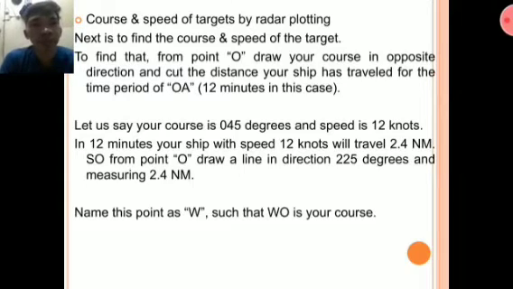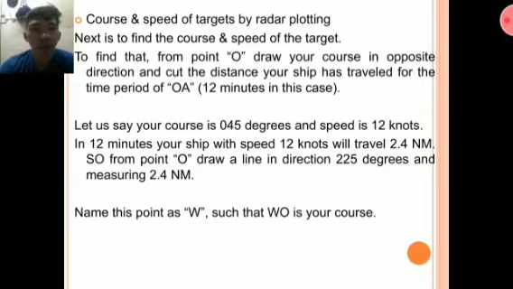So, course and speed of targets by radar plotting. Next is to find the course and speed of the target. To find that, from point O, draw your course in the opposite direction and cut the distance your ship has traveled for the time period of OA, 12 minutes in this case. So let us say your course is 045 degrees and speed is 12 knots. In 12 minutes, your ship, with speed 12 knots, will travel 2.4 nautical miles.